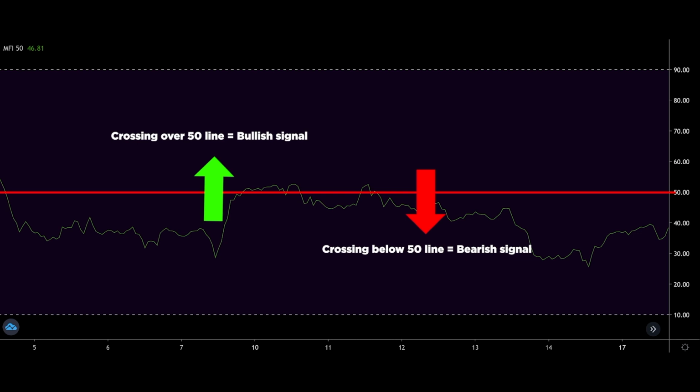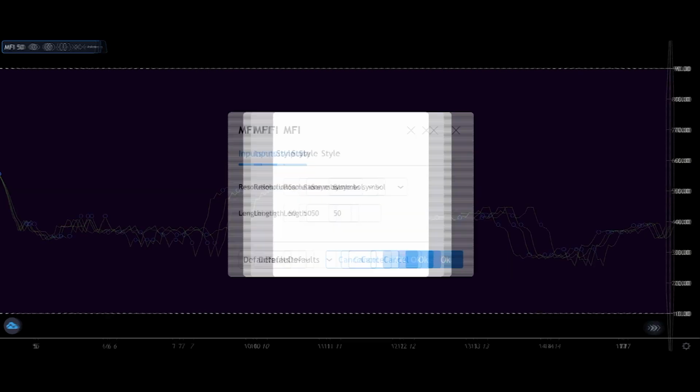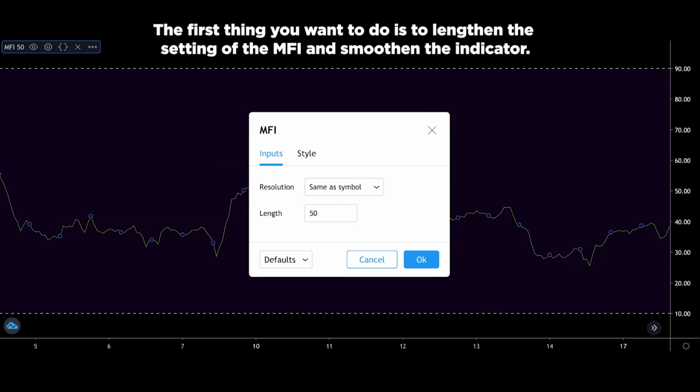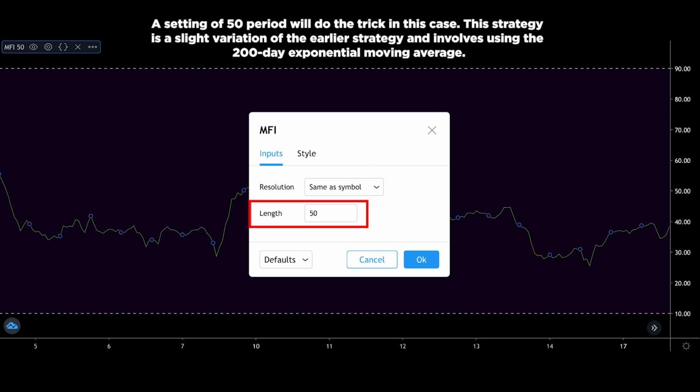Now, before you get all excited about how easy this is, this way of trading is likely to generate many false signals, especially in a range-bound market. Thus, like the first method covered earlier, we need to have filters to eliminate the low probability setups. The first thing you want to do is to lengthen the setting of the MFI and smoothen the indicator. It is very easy for the price to cross the 50 level, so we must work with a less sensitive setting. A setting of 50 period will do the trick in this case.